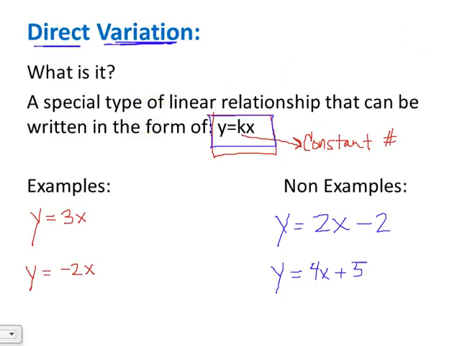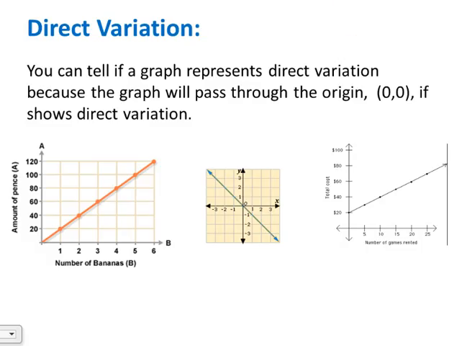Direct variation, when we graph it, is going to be a line. And something else that needs to be true for direct variation is that the line has to pass through the origin. Remember, the origin is that 0, 0 coordinate.